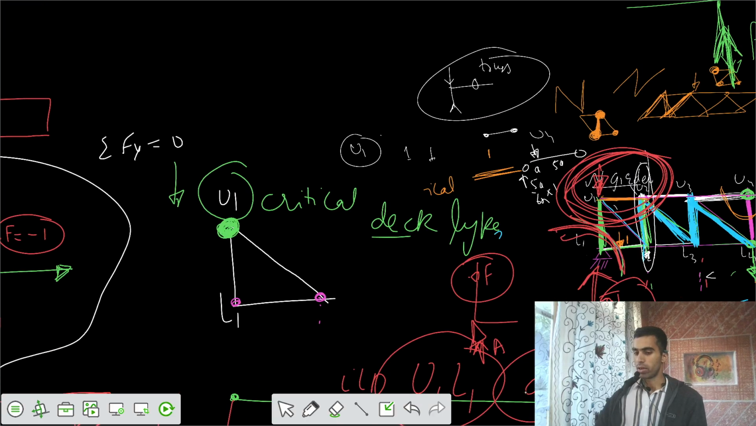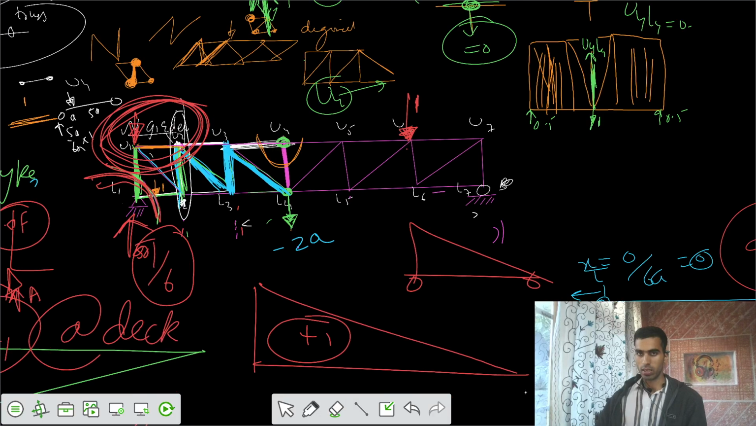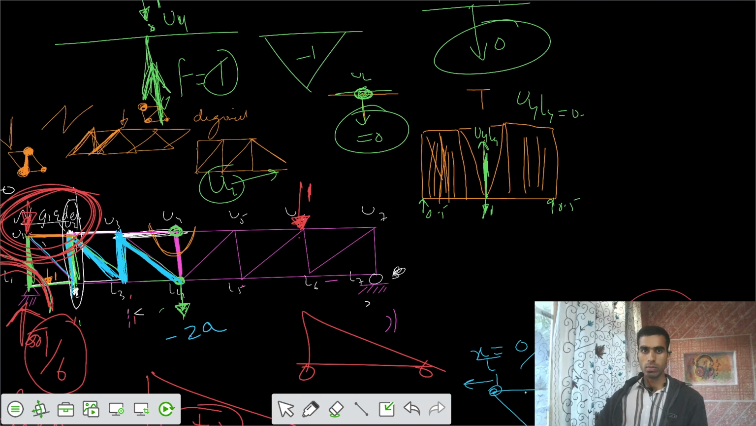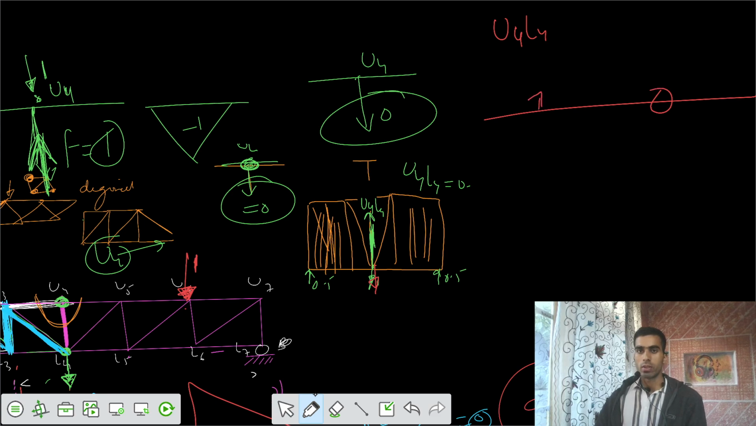So we already got that U4L4. We talked about it earlier. So for the through type loading, the U4L4 diagram was 0, and this was for the through type.